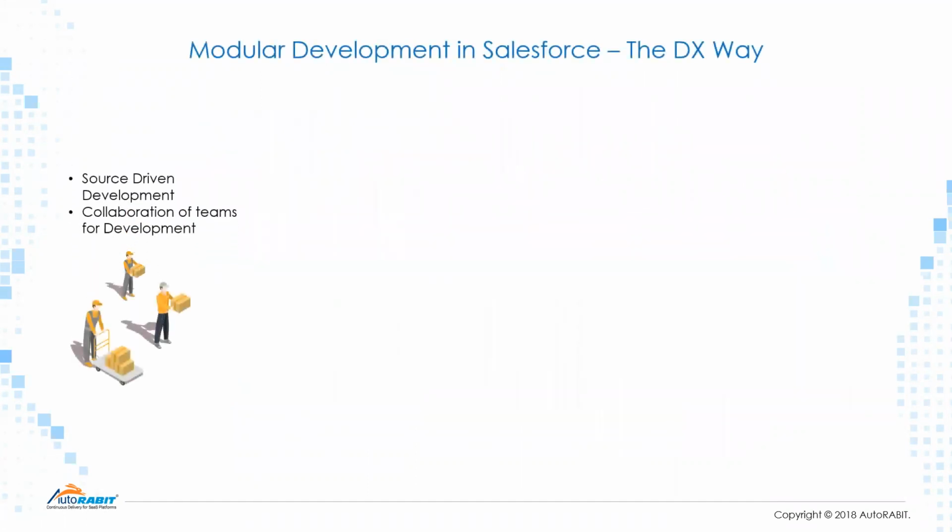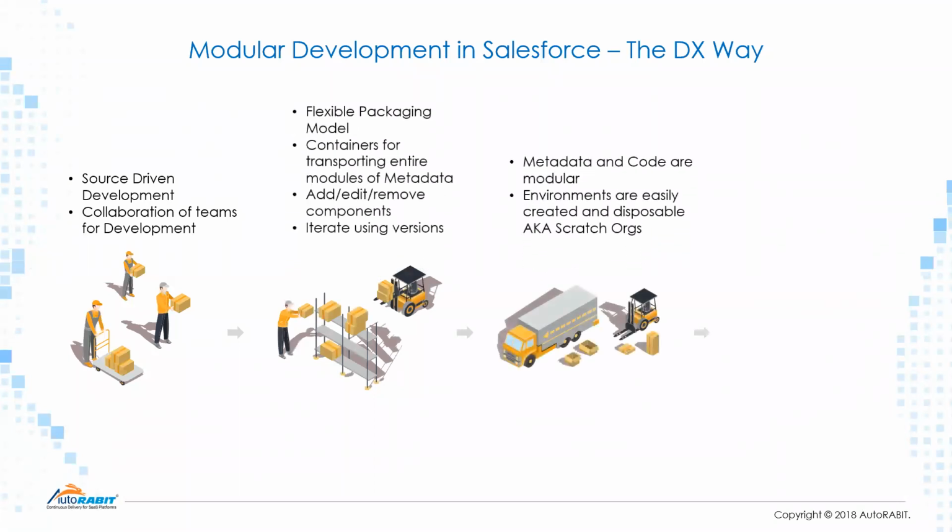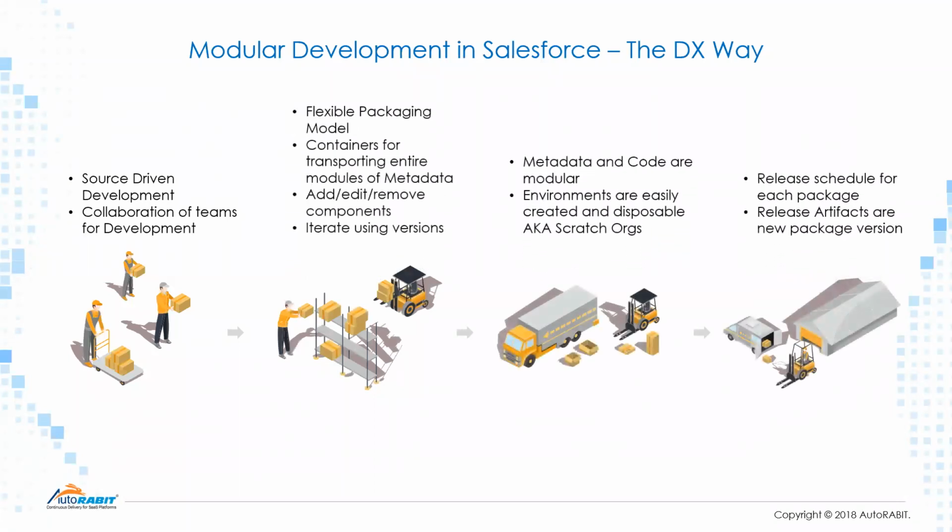So with the DX way, ISVs like AutoRABIT are pretty happy that Salesforce has come out with this sort of structure, which allows source-driven development, collaboration of development teams, and a flexible packaging model, which is nothing but containers for transporting modules of your metadata, adding, editing, and removing components on the fly.